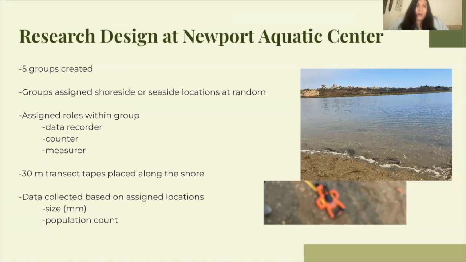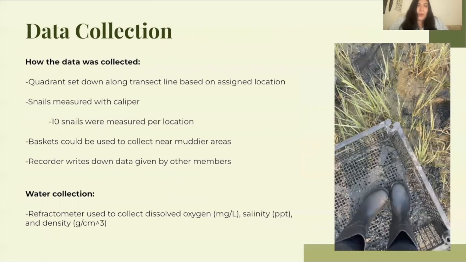After everyone received their roles in their groups, two 30-meter transit tapes were placed along the shore, and the data collected based on our assigned locations was size in millimeters and population count. Once everybody was ready, it was time to do our data collection. We did this by setting down quadrants along the transit lines based on our assigned locations.